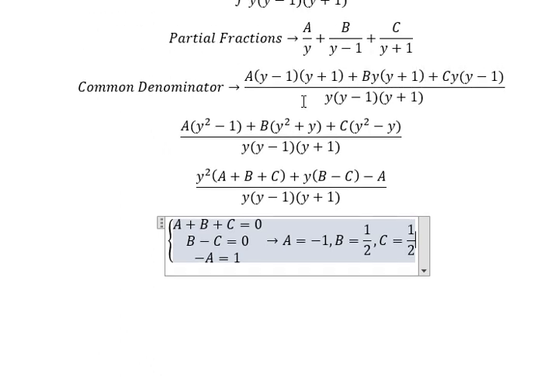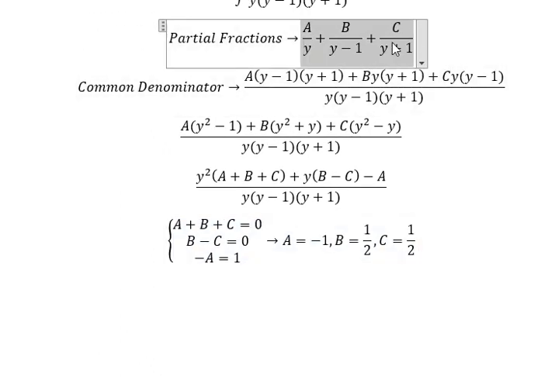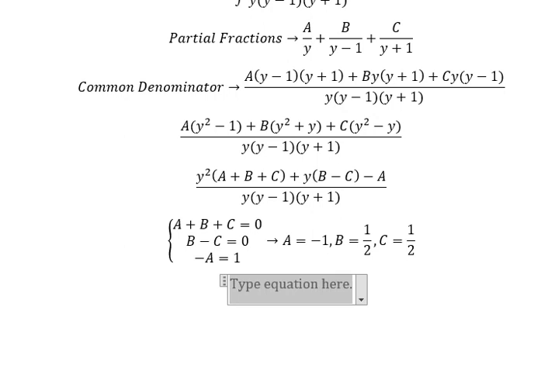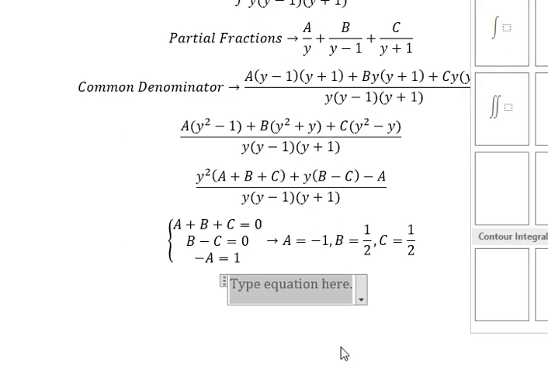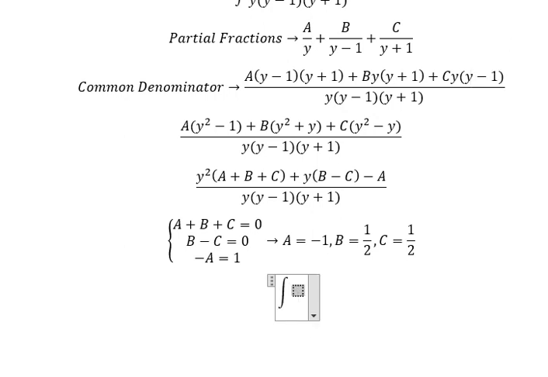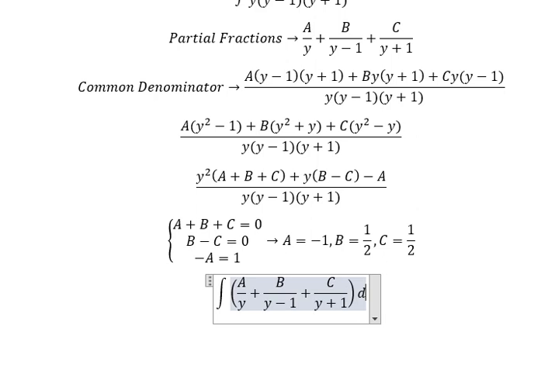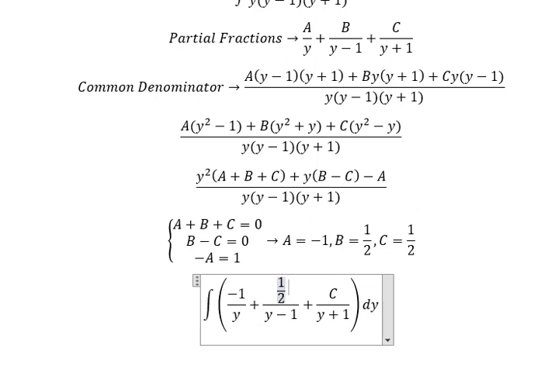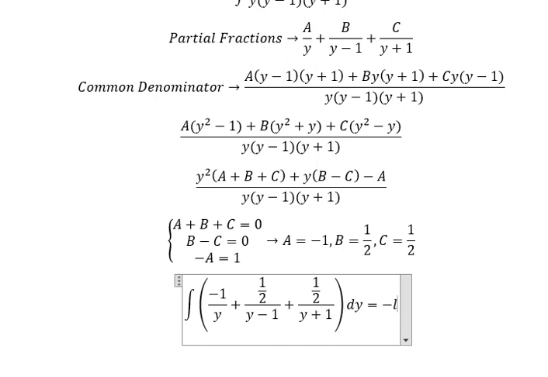So we put A, B, C here. And now we have like this. So A equals negative number 1, B equals 1 over 2, C equals 1 over 2. And now we have the final answer.